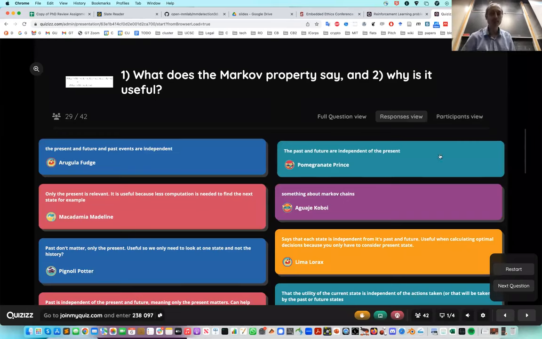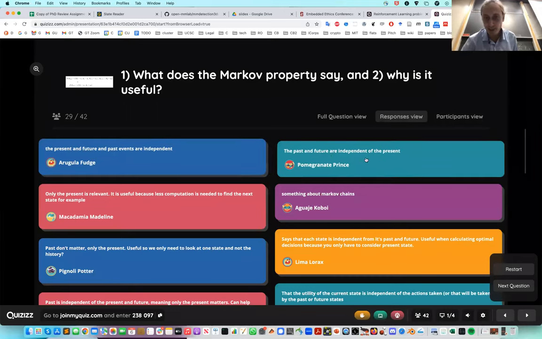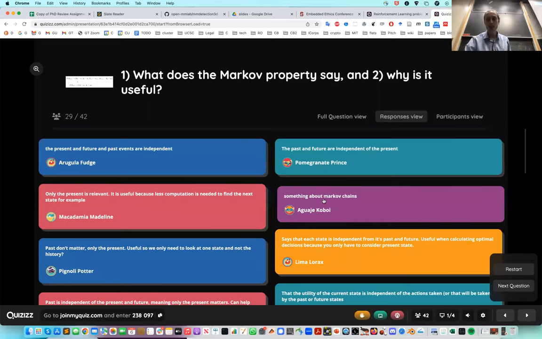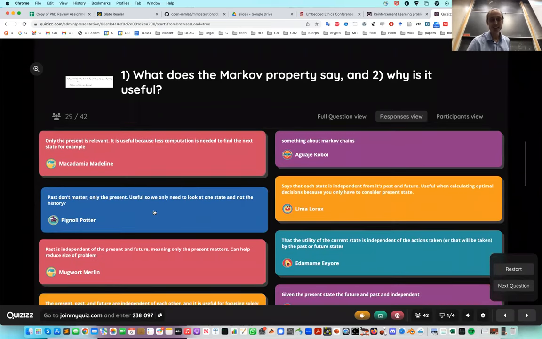So the present and future and past events are independent. Almost. The past and future are independent of the present. Yes, this is better. Only the present is relevant. It is useful because less computation is needed to find the next state, for example. Something about Markov chains. Past doesn't matter, only the present. Useful, so we only need to look at one state and not the history, yes.